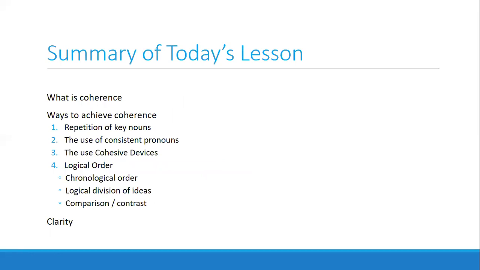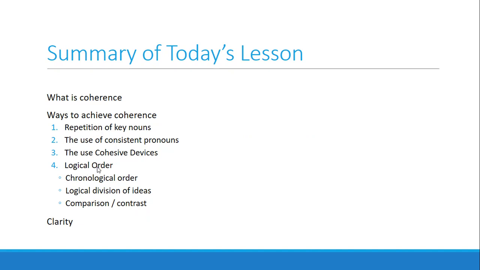So let me summarize today's points. First of all, I told you what is coherence. And then I explained to you the ways of achieving coherence. And then I told you by repeating key nouns, by the use of consistent pronouns, by the use of cohesive devices, and by having a logical order, you can achieve coherence, right?